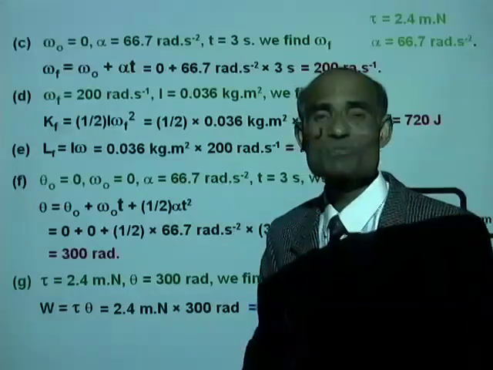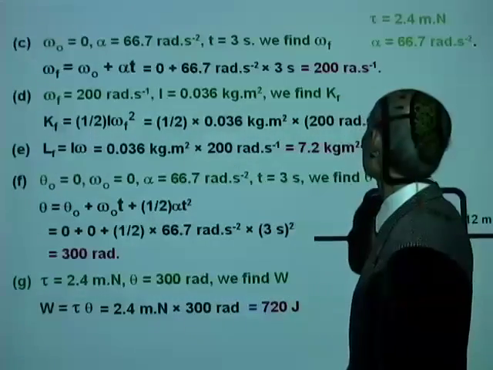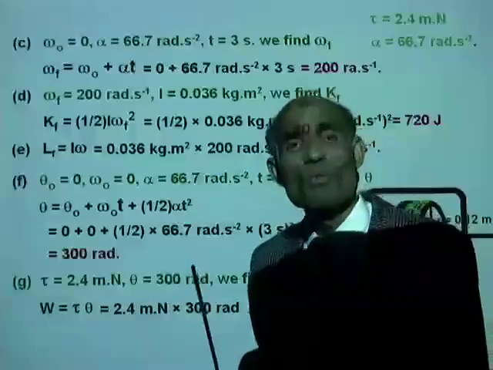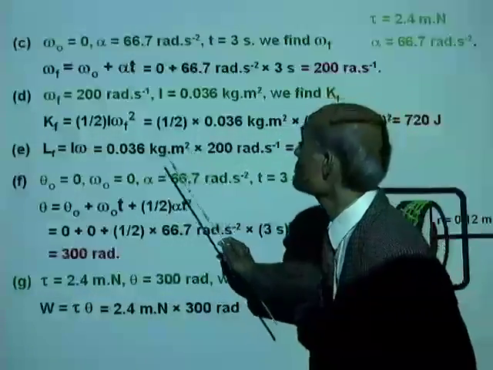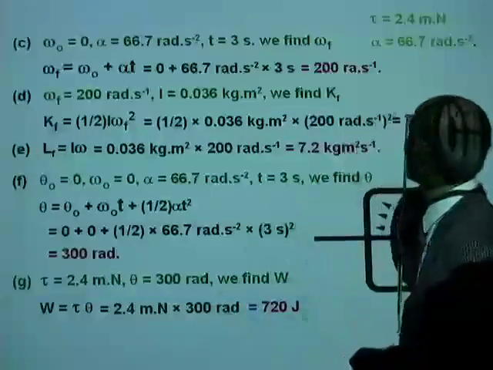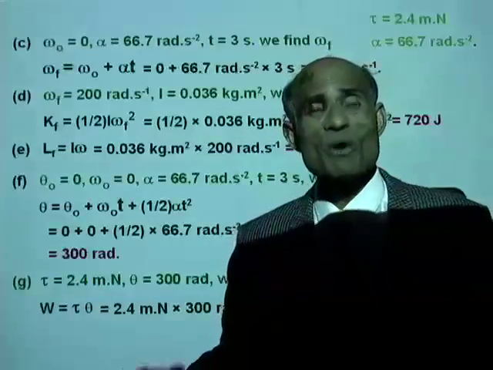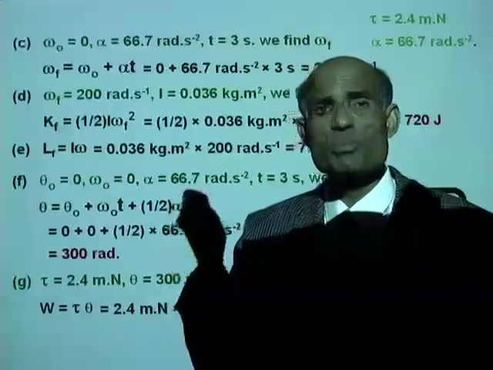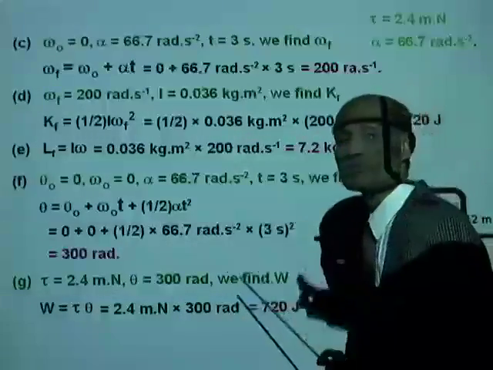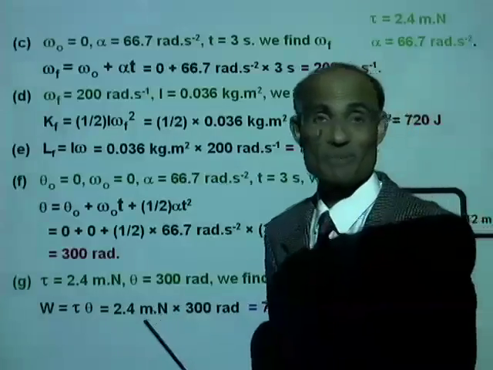Do you remember the kinetic energy we calculated? What is the kinetic energy amount we calculated? 1/2 I omega squared is 720 joules. Look at this. Kinetic energy is a measure of the work done to give the object a particular angular velocity. So the work done is a measure of its kinetic energy. Suppose I ask you, what is the amount of work that now needs to be done to bring this disk to a stop? The amount of work that needs to be done to bring it to a stop will be negative 720 joules. Alright?